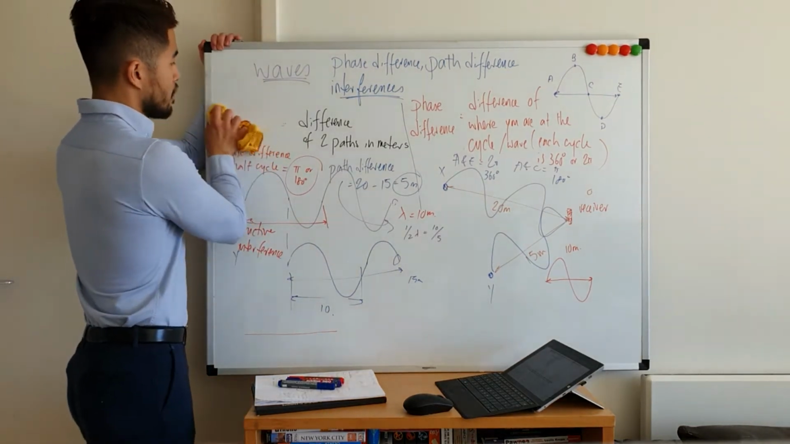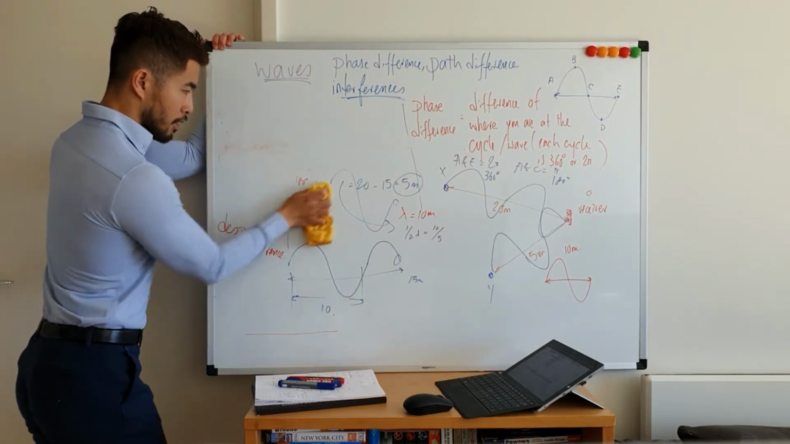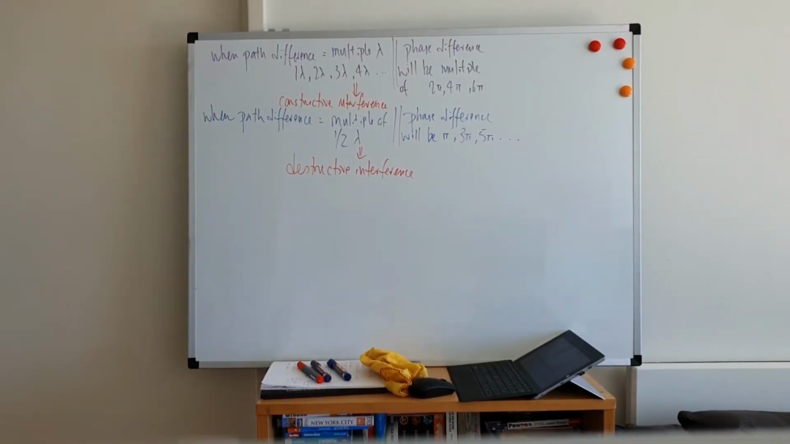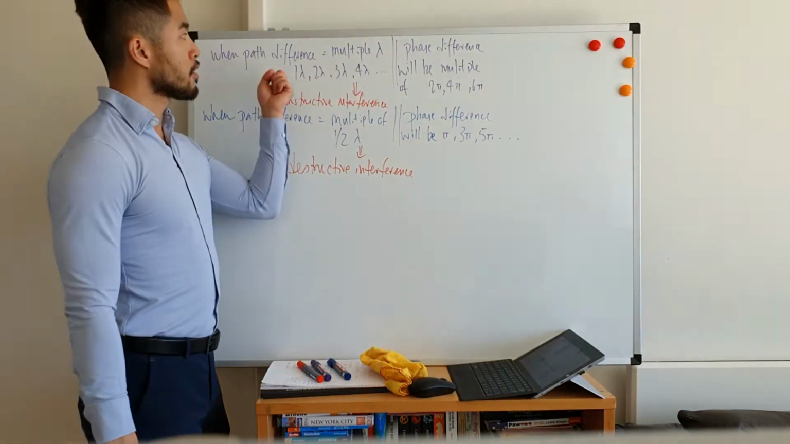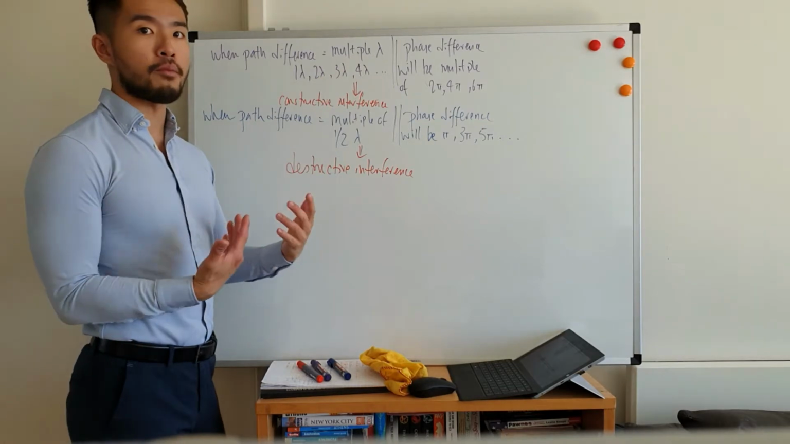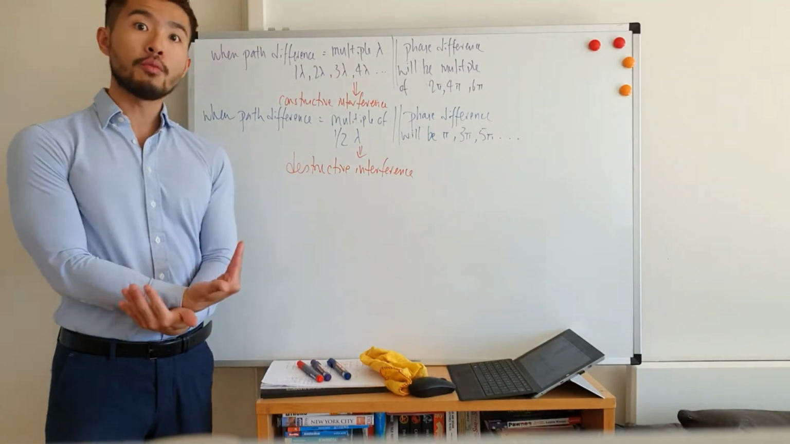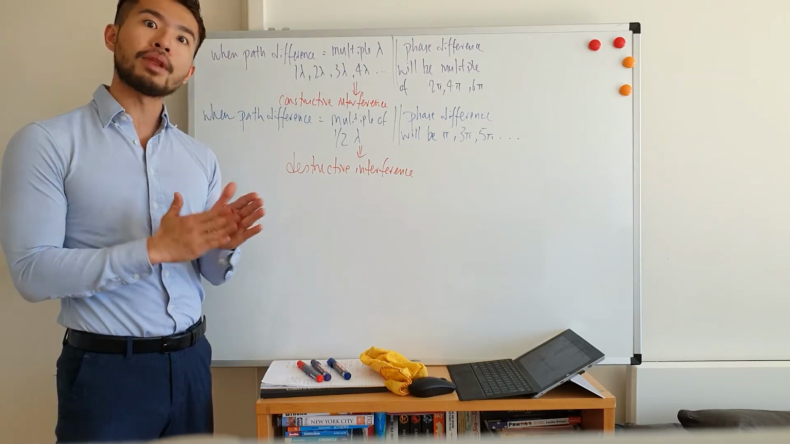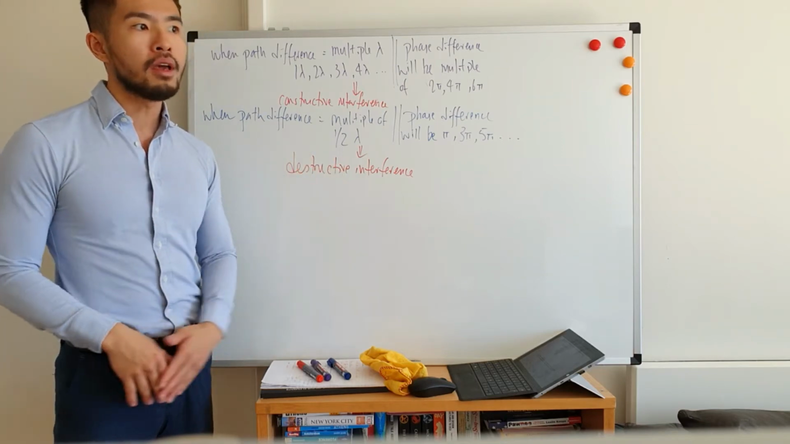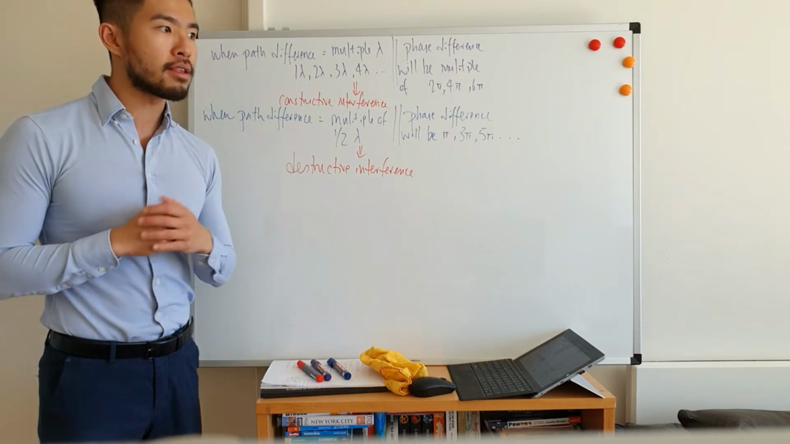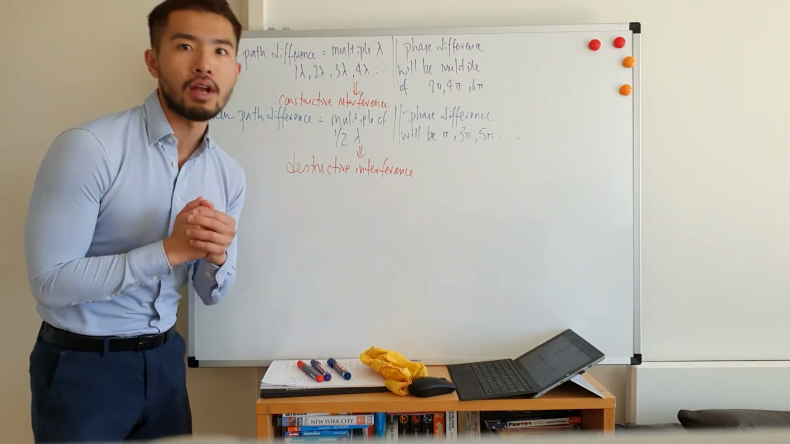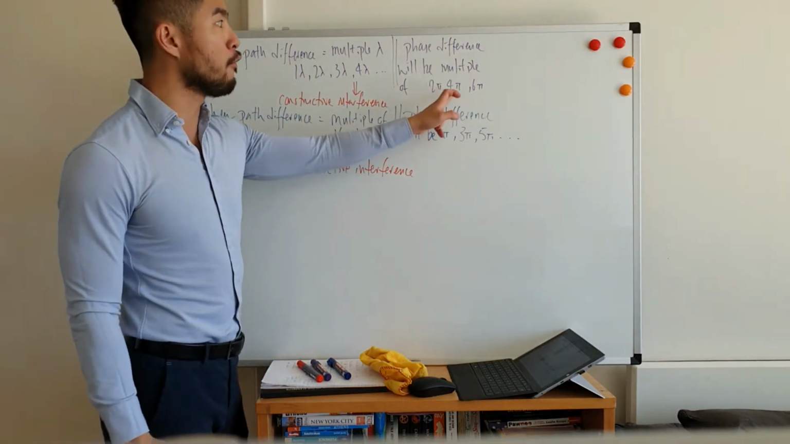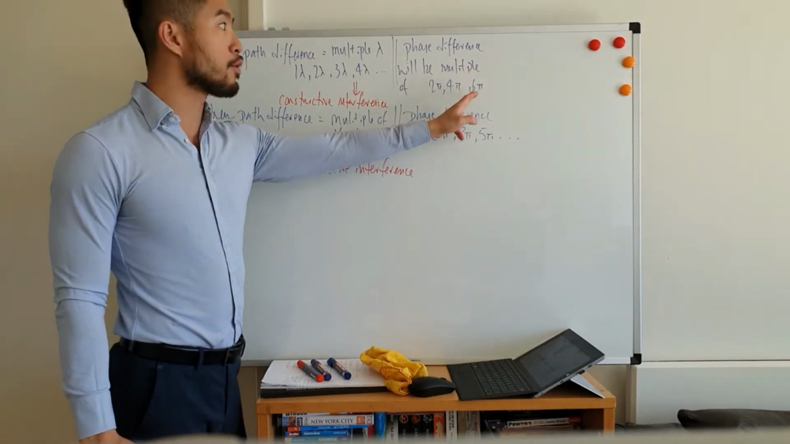So let's write down what our point is. When the path difference is a multiple of lambda, for example 1 lambda, 2 lambda, 3 lambda, 4 lambda... Let's recap what path difference is. It's the difference between the two paths the wave has taken. Remember, that's a number. You need to put it in terms of how many lambdas, how many wavelengths there are. For example, if there's a 20 meter difference and lambda is 5 meters, then it's 4 lambdas. The phase difference will be a multiple of 2 pi, which is 1 cycle, 4 pi, 2 cycles, 6 pi, which is 3 cycles.